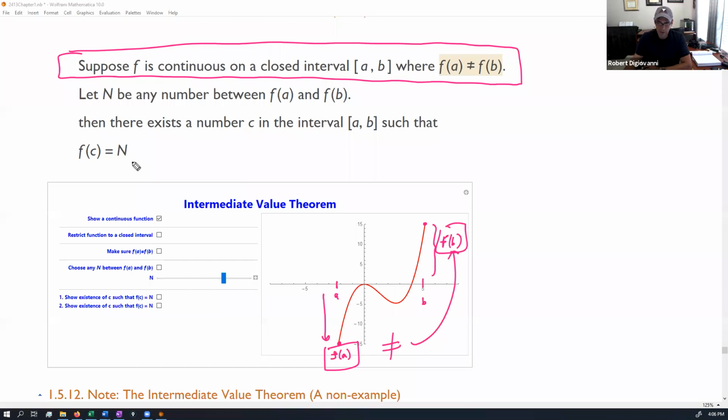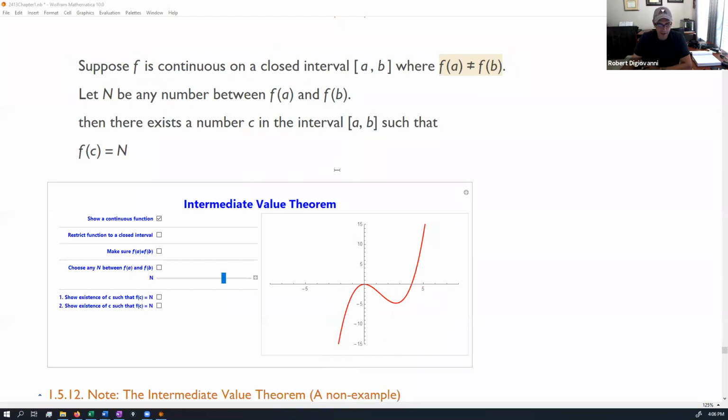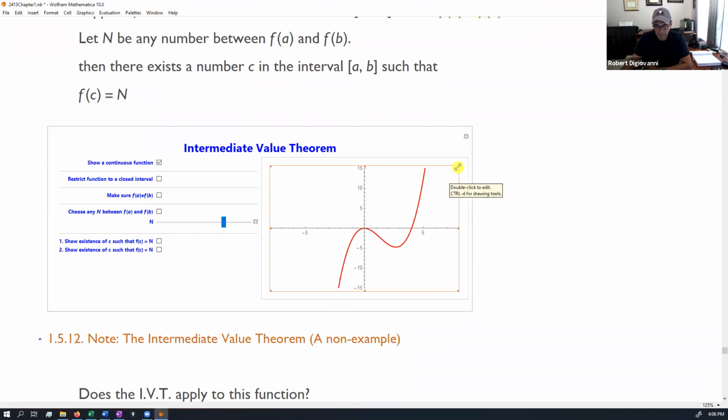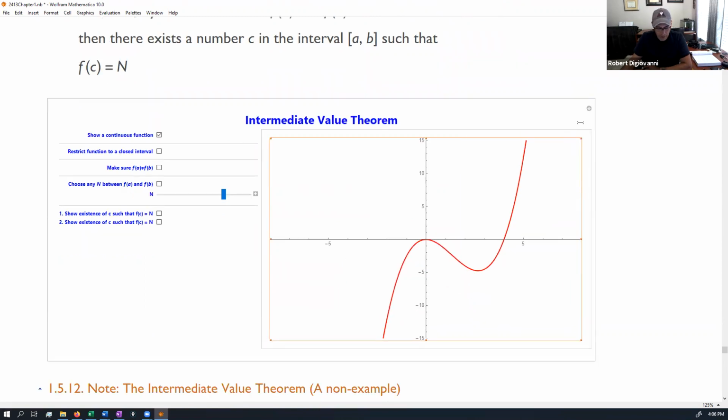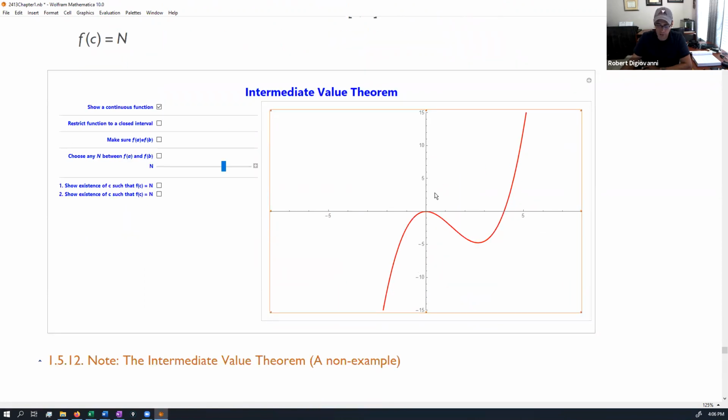What? Okay, this is confusing, right? Let's see. I'm going to try and illustrate this. Here's our continuous function. We restrict it to a closed interval. There we go. These two endpoints are not the same, right?